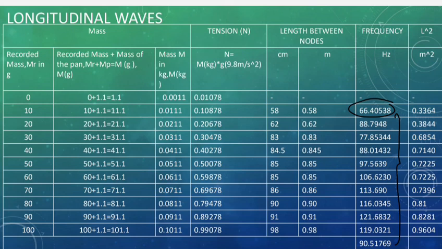And the last column, L square, is the same as before, that is, we will square the length between nodes, which is in meters, and we'll square it, that is m square. Squaring all the values of m, we'll get m square. So this is how we measure the frequency for transverse waves and longitudinal waves.